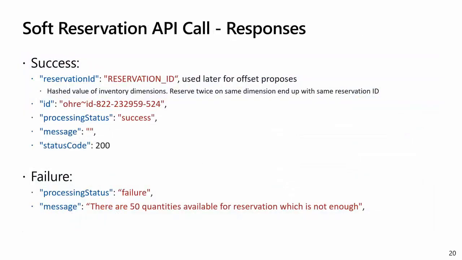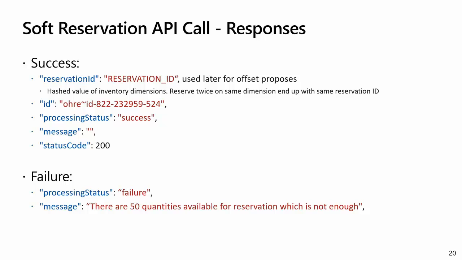At this point, we actually have two types of soft reservation API call responses when we check available for reserve, but end up with different results. For a successful request, for example the first request, we end up with a response with the following fields. Firstly, we have what we call a soft reservation ID. It is a hashed value of inventory dimensions, meaning that when a user reserves twice on the same item with the same dimension combination, we will end up with the same reservation ID.